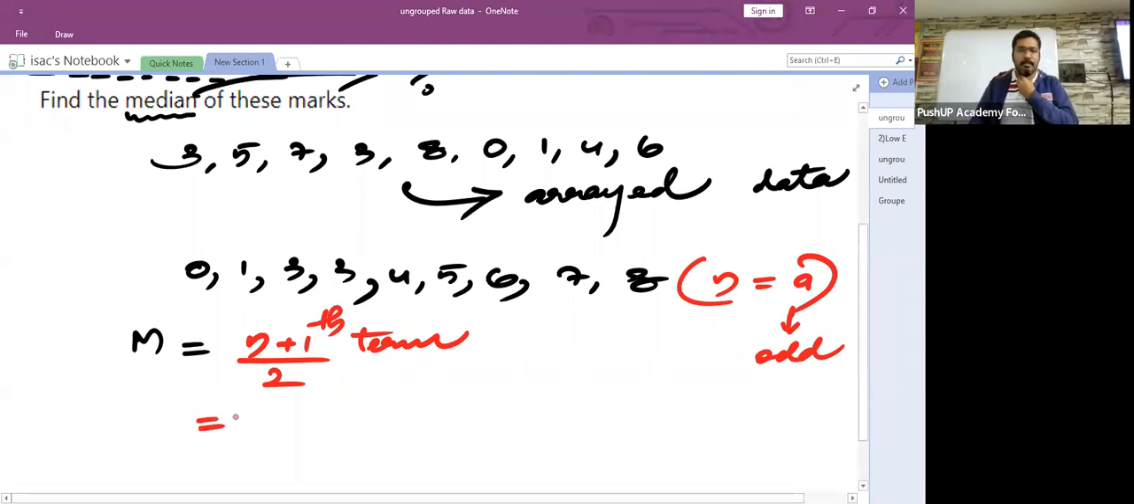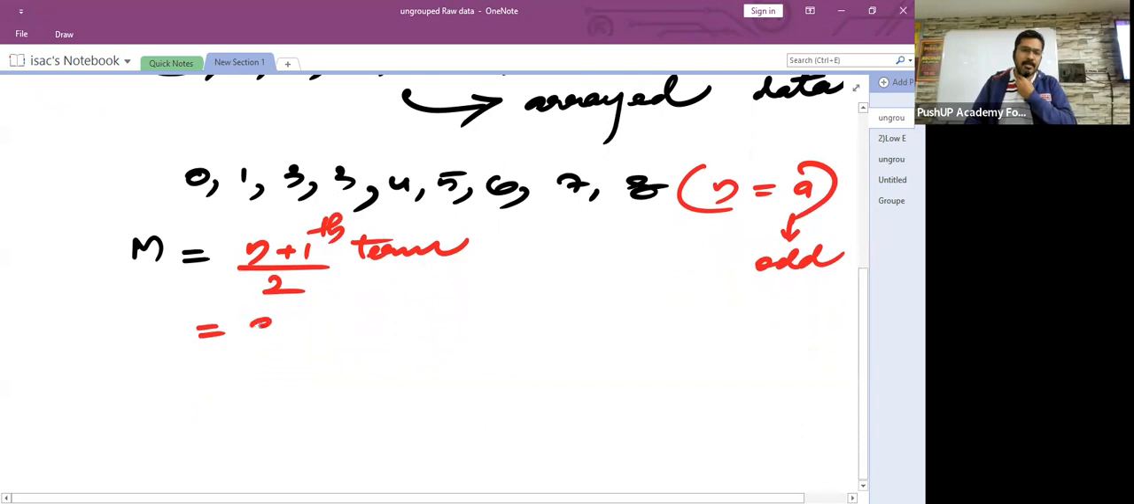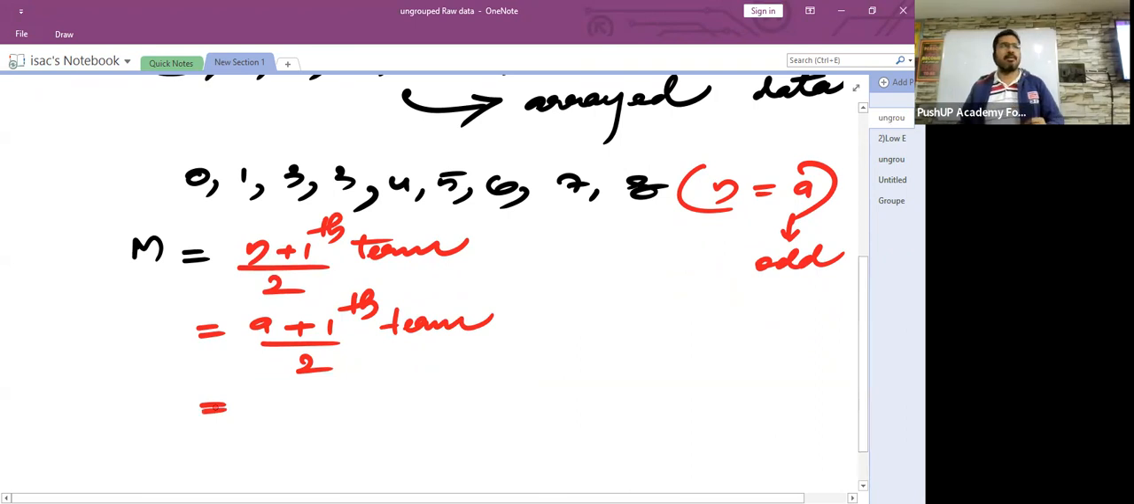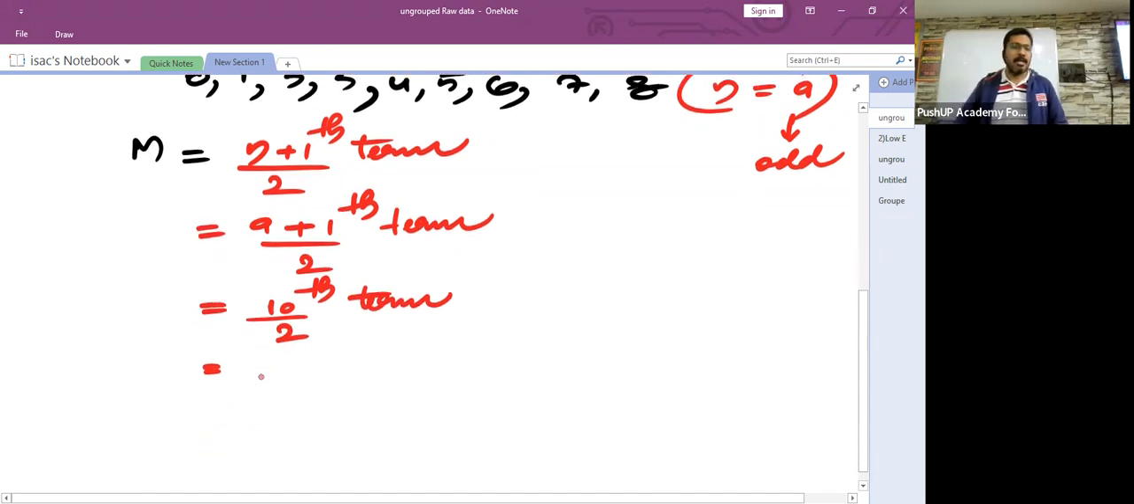So here, the median value will be, n is what? 9. So (9 plus 1) divided by 2th term. Please do write the same way as I'm writing. Don't simply write 9 plus 1 by 2. You will end up doing mistake. 9 plus 1 is what? 10. So 10 by 2th term. Instead of writing 10 by 2th term, I can write it as the 5th term, because 10 by 2 is 5.